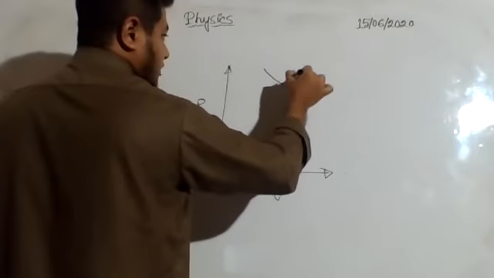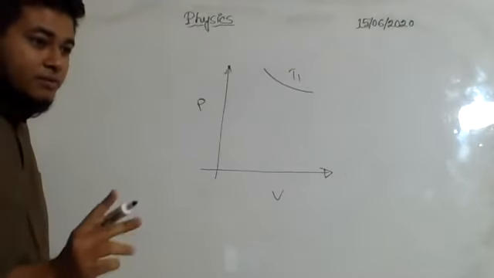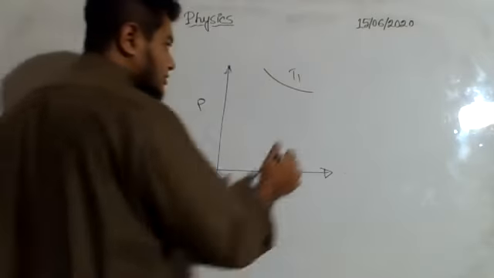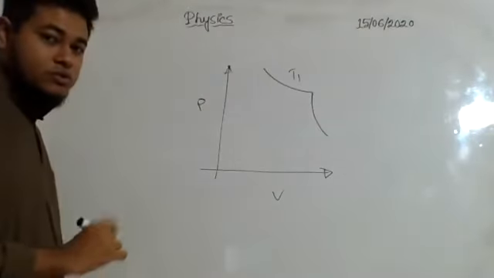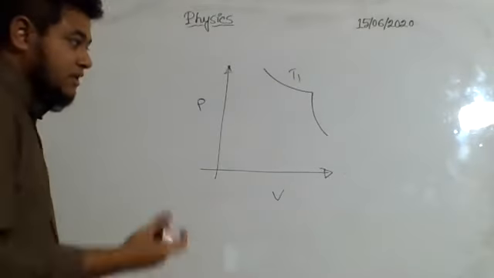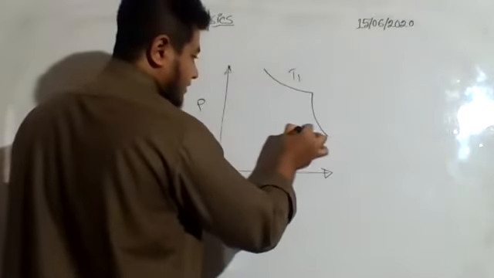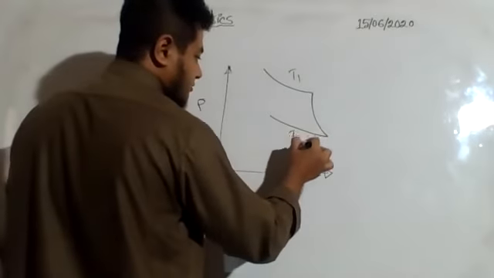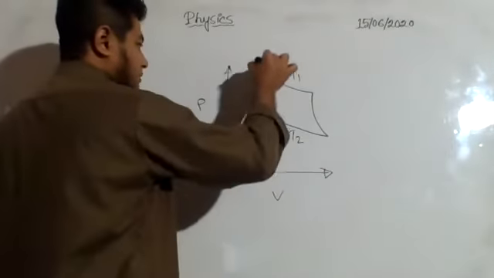Now this is the isothermal process. The temperature remains constant, but this is not adiabatic because heat exchange is taking place. Then this is an adiabatic process. No heat transfer will take place, that means the temperature may change. And then again, this is another isothermal process where the temperature is kept constant as T2. And then again, this is another adiabatic process.